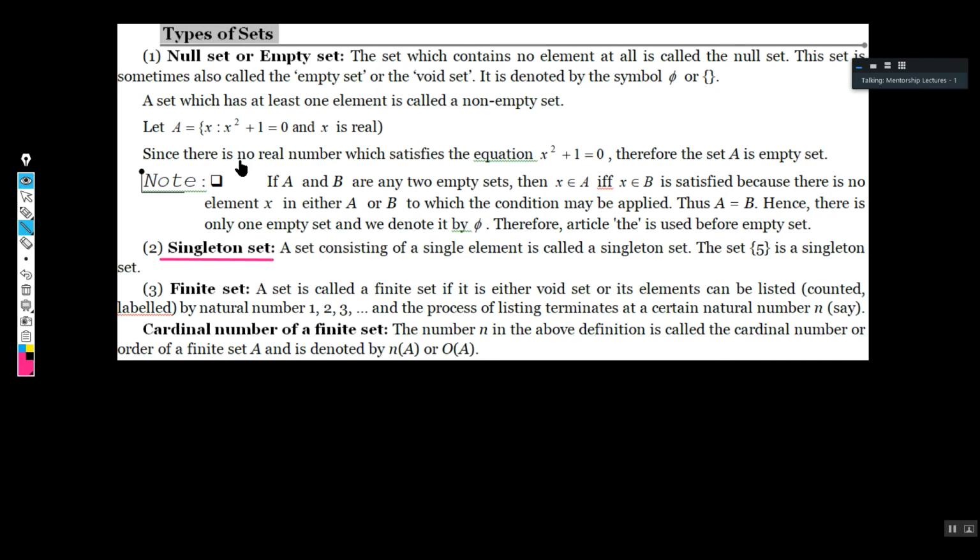Singleton set. Number of PMs of India. How many PMs are there? 1. PMs of India is a singleton set.